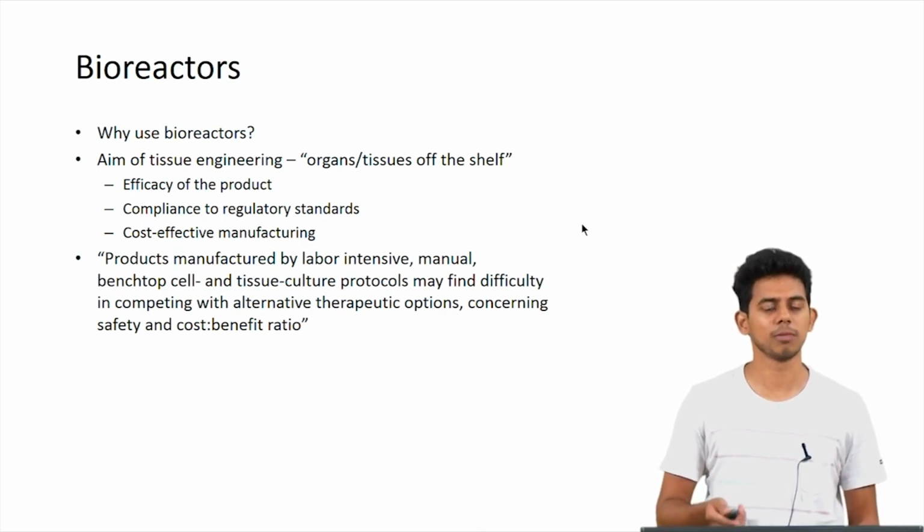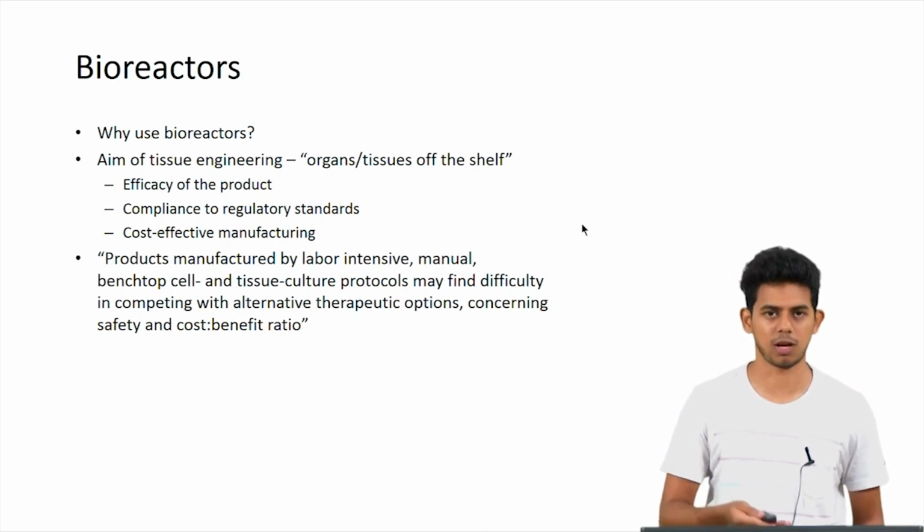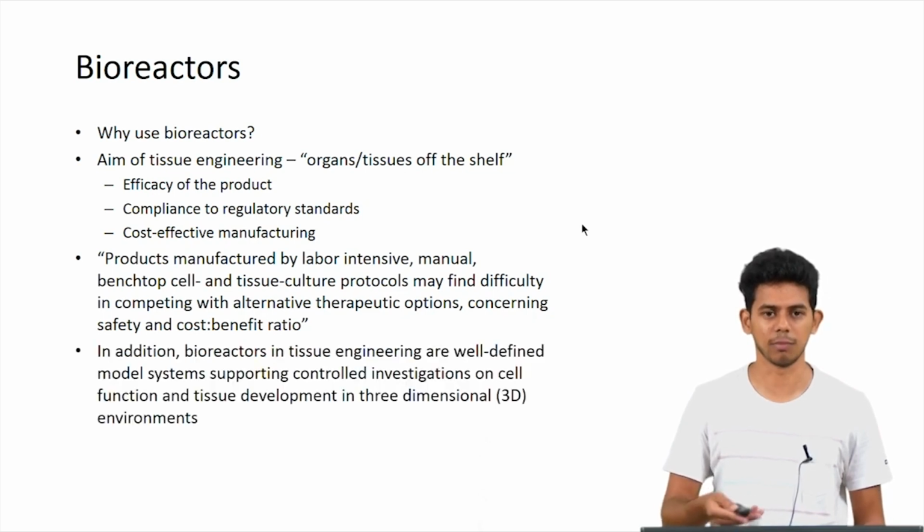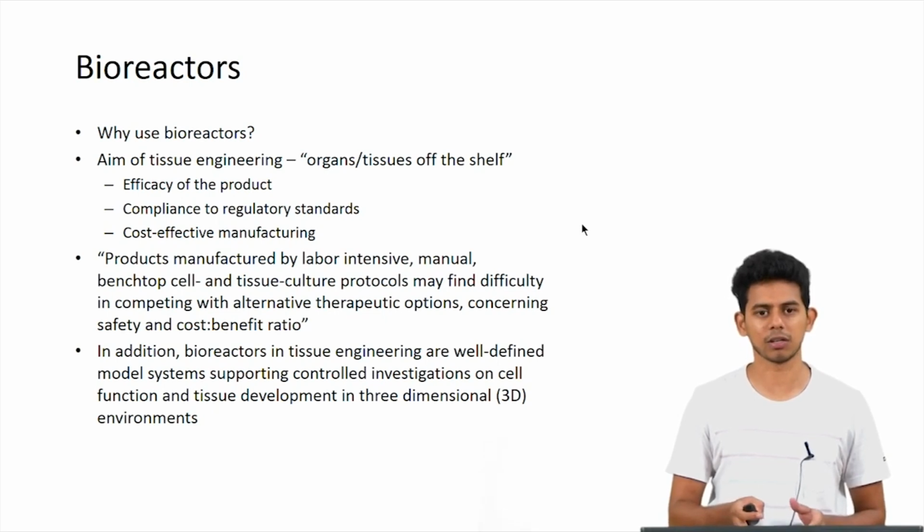Products which are manufactured on the tabletop in a lab might be useful to study how you can grow these organs in the lab ex vivo, but to produce them on a large scale you would need something like a bioreactor. In addition, such a controlled environment like a bioreactor ensures that we can study in detail how the tissue development happens by controlling all of the parameters and changing whatever we require.